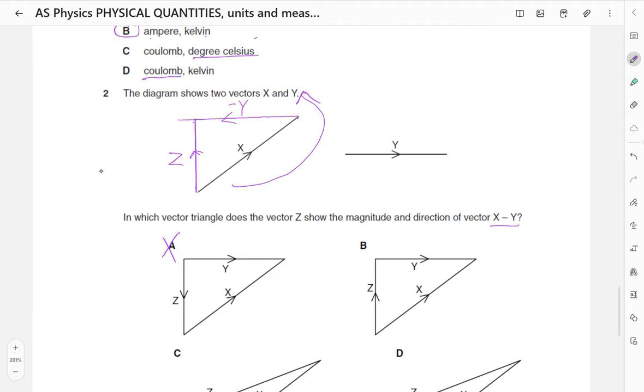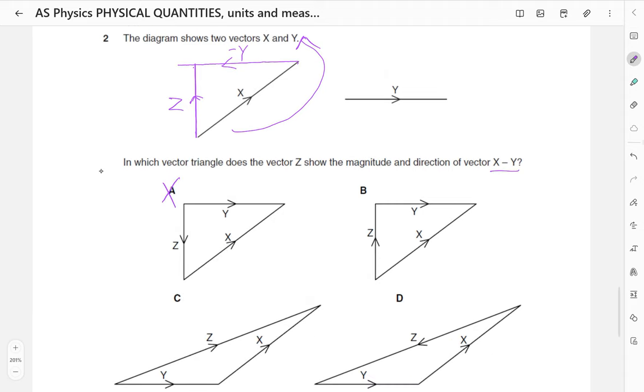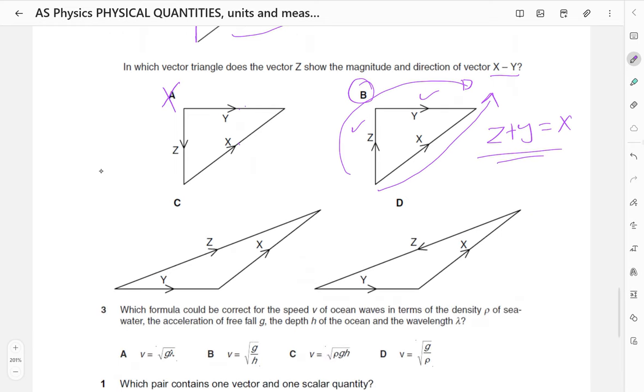So A is out because it is showing that X and Y are not even joined head to tail. Then I think the answer is automatically going to be B. But alternatively, you could also find Z plus Y to be equal to X. Z plus Y, these ones are forming a clockwise loop and they give us X the other way around. So it means the answer is going to be B. I'll not check the others.